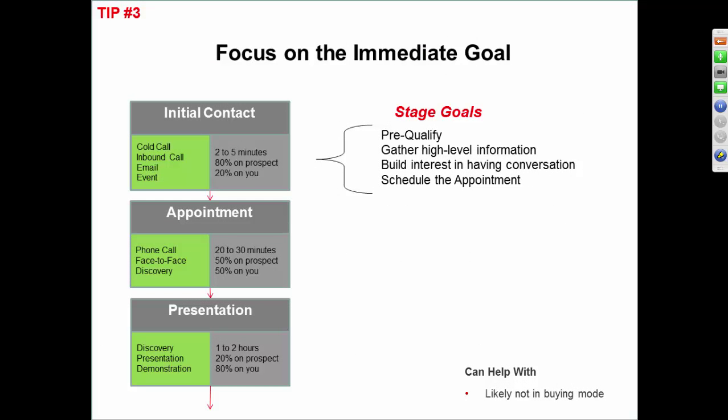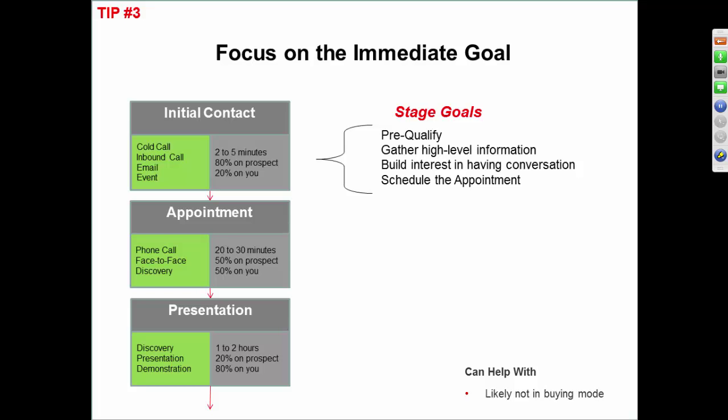Tip 3 is to focus on the immediate goal. Your ultimate goal is to get a new client, to close the deal, to sell the product. But your immediate goal is likely not that. You could say that you might have a one-call close product and you have a very short sales process, but you'll rarely reach your ultimate goal in an email.